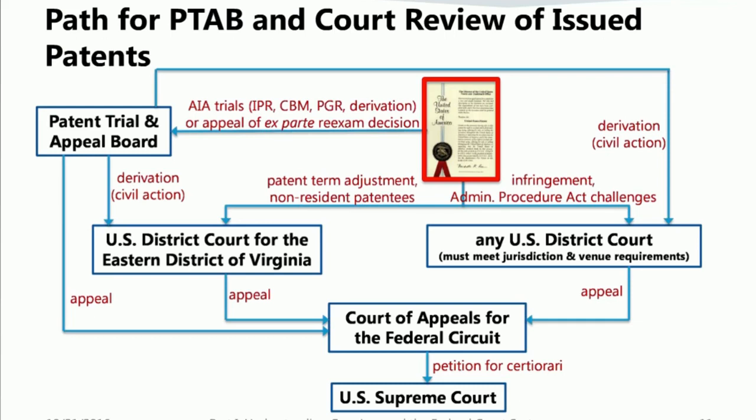Since the passage of the AIA, an issued patent can be reviewed under one of the PTAB trial procedures that we mentioned earlier. Alternatively, a patent can be the subject of an action in district court. For example, a patentee can enforce his or her rights against an infringer. Both PTAB and district court decisions can be appealed to the Federal Circuit. Federal Circuit decisions can be the subject of a petition for certiorari that requests Supreme Court review of the Federal Circuit's decision.